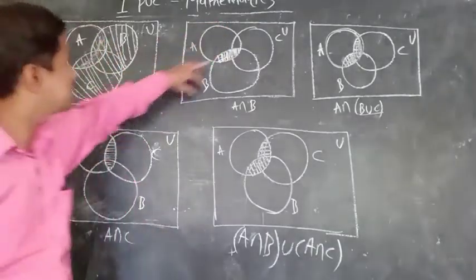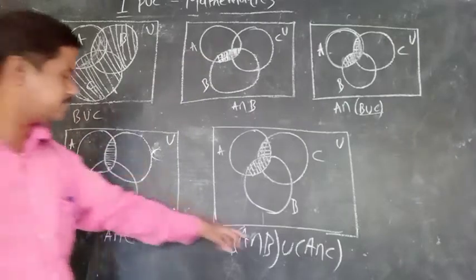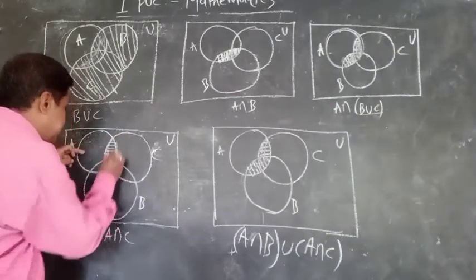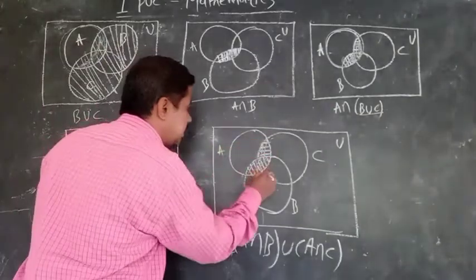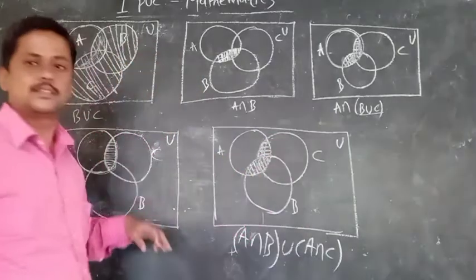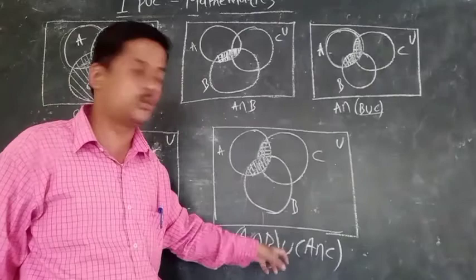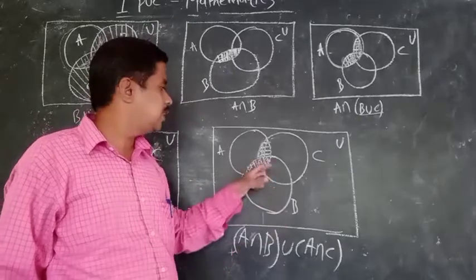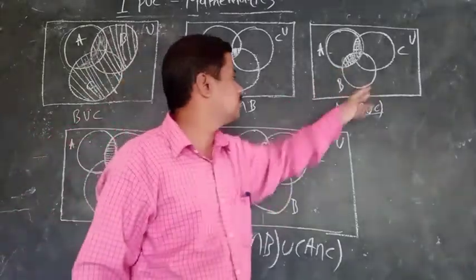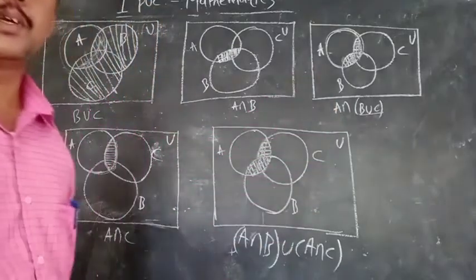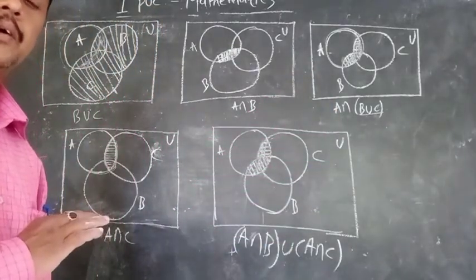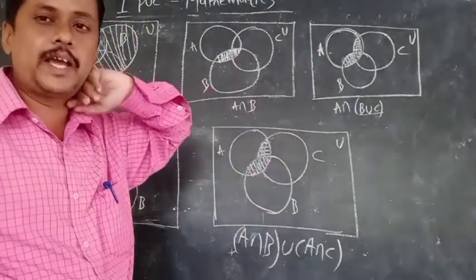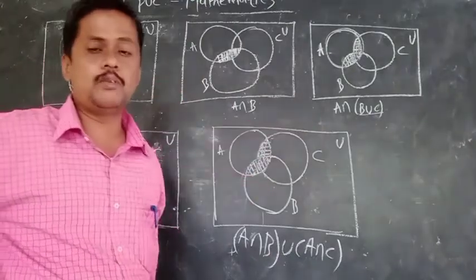Now we take the union of the two. If we do the union, this part and this part all come. Understood? If you observe these two things, both are the same. So only using Venn diagrams itself, you can prove the distributive law.